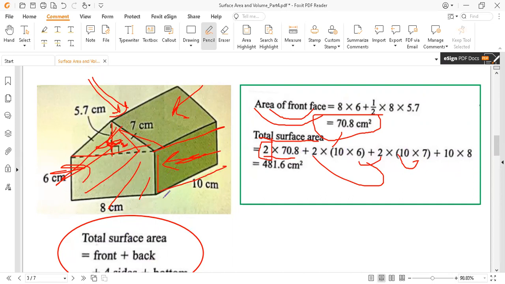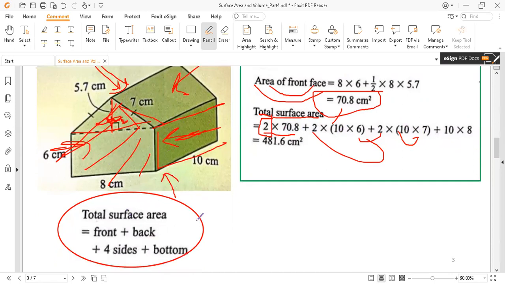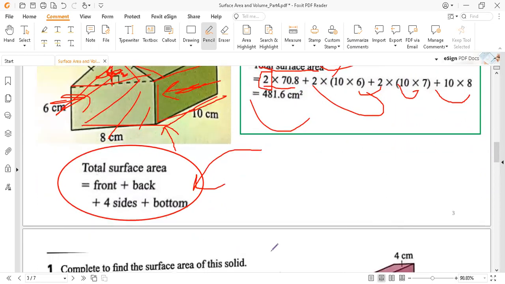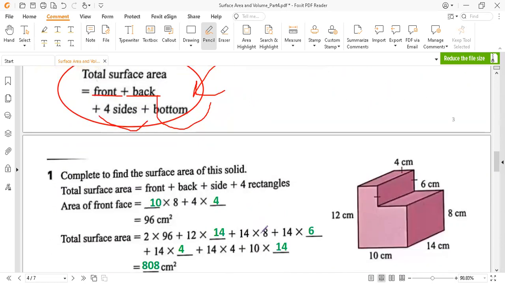And we must not forget the bottom face. The bottom face is also a rectangle with length 10 and breadth 8. So we multiply 10 by 8, and we add all of these to obtain the total surface area. So the core and important step is to identify, before everything, all the outer faces: the front, the back, the lateral faces, and the bottom. So easy.